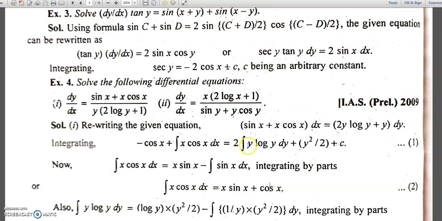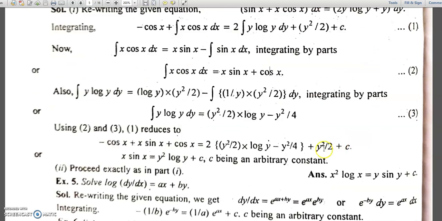Then the integration of y log y dy, so again do the same. The answer will be the same because only the variables have changed, and we know that for integration the variable doesn't matter, right? Plus the integration of y dy, which is y square by 2, plus we have to add an integrating constant, that is c, right?